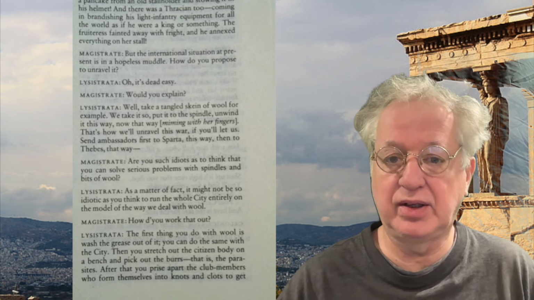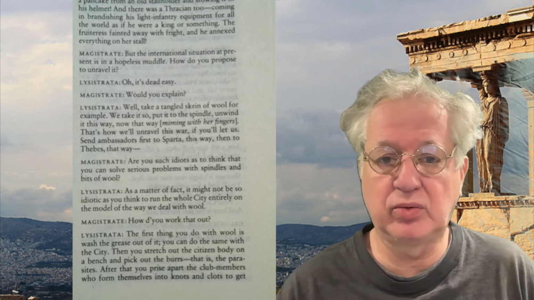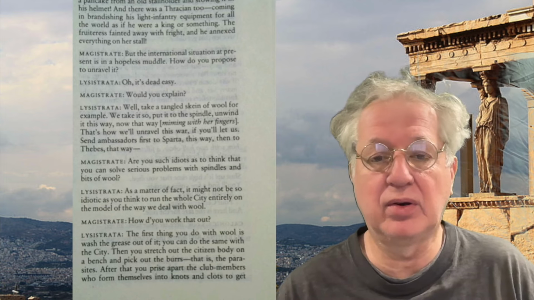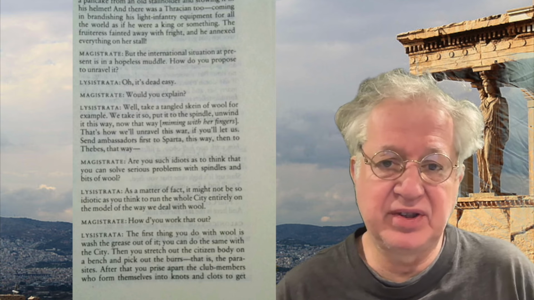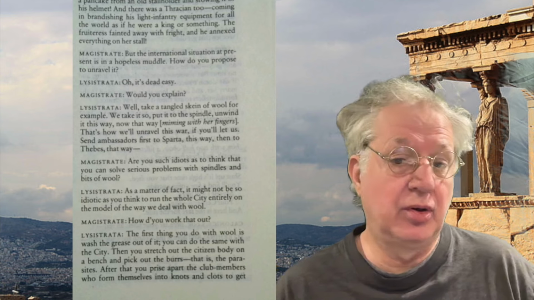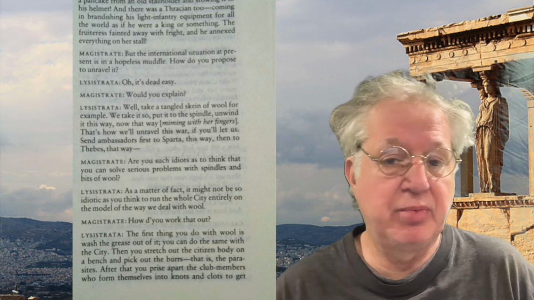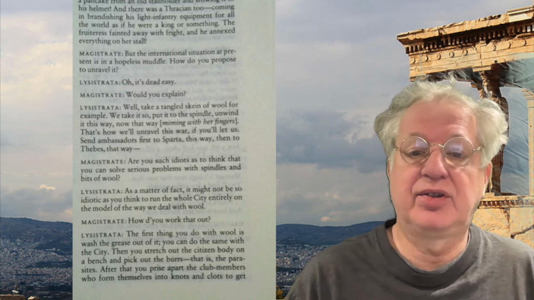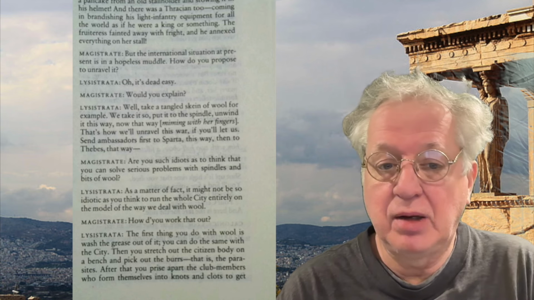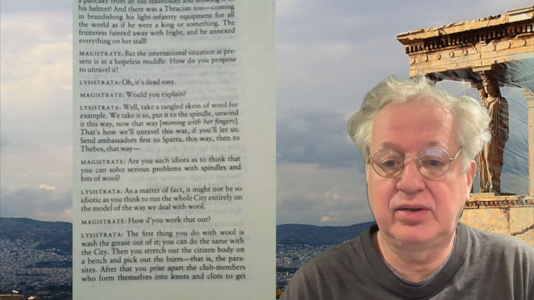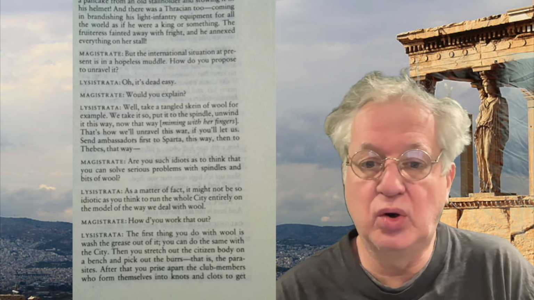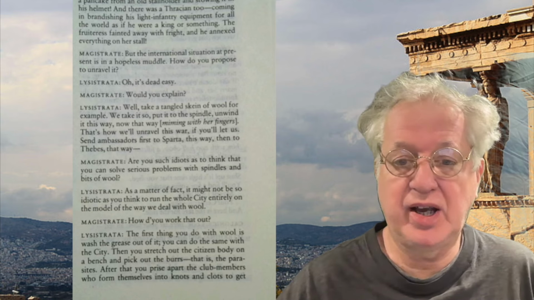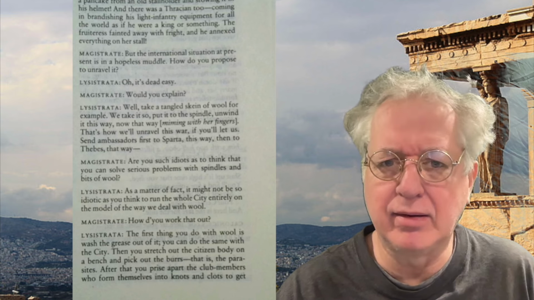This is just kind of like, they work with wool and they spin wool and so forth. And this is their area of expertise. And it's also, notice how the magistrate pays no respect to that. And she says, as a matter of fact, it might not be so idiotic as you think to run the whole city entirely on the model of the way we deal with wool. And then he says, how do you work that out?